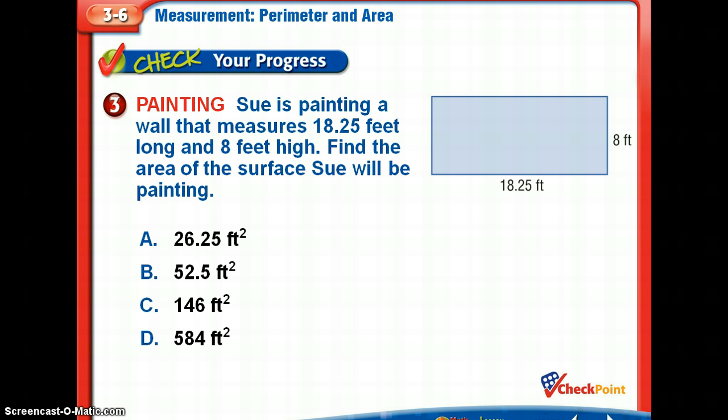So Sue is painting a wall that measures 18.25 feet long and 8 feet high. Find the area of the surface Sue will be painting. Is it A, 26.25 feet squared, B, 52.5 feet squared, C, 146 feet squared, or D, 584 feet squared? So length times width. And your answer is 146.